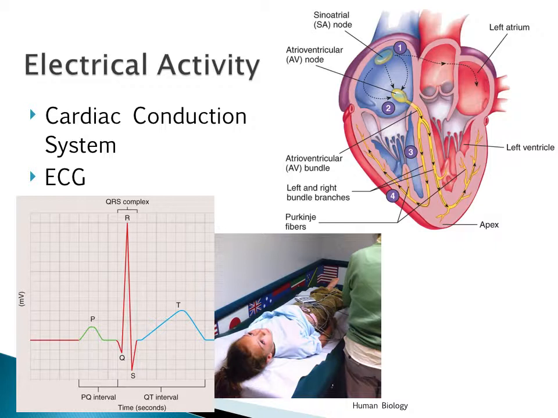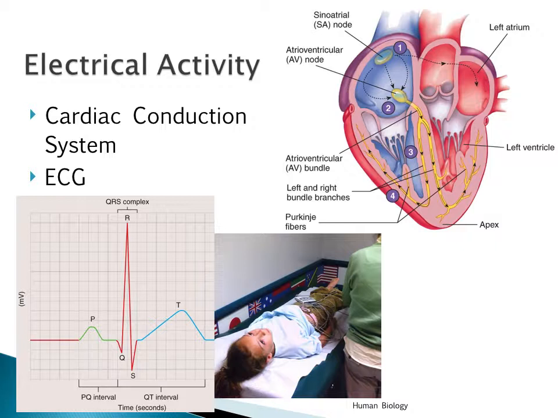This electrical activity is large. It can easily be measured at the surface of the body by using electrodes that just record electrical activity. This is called an electrocardiogram, the ECG, and it records that electrical activity of these specialized cells. This is called the cardiac conduction system.